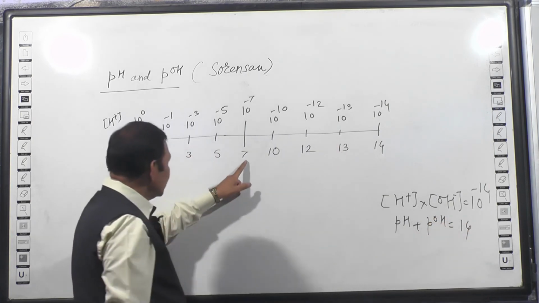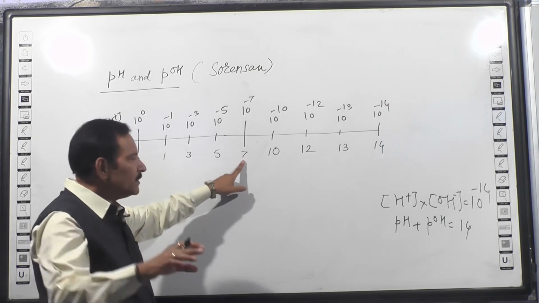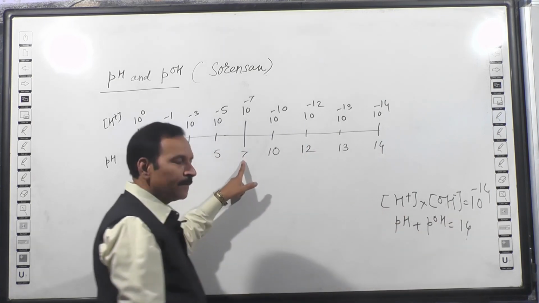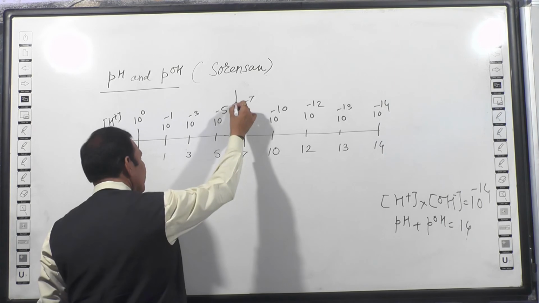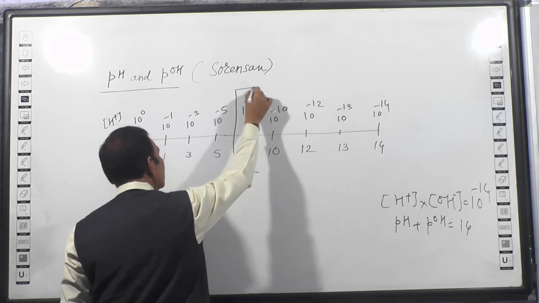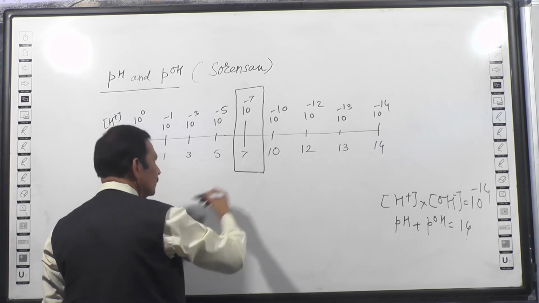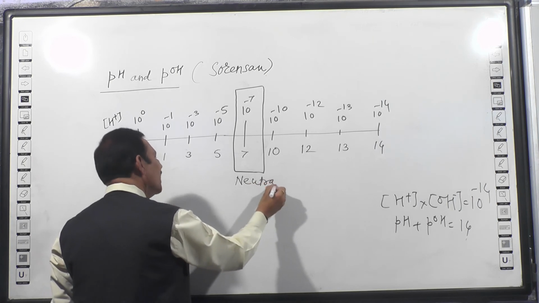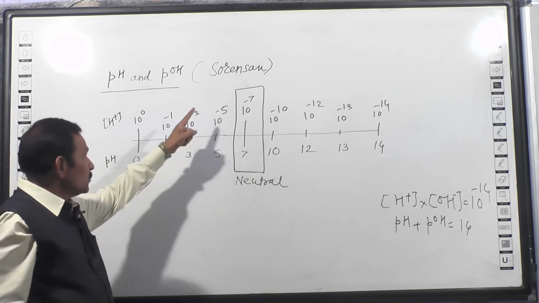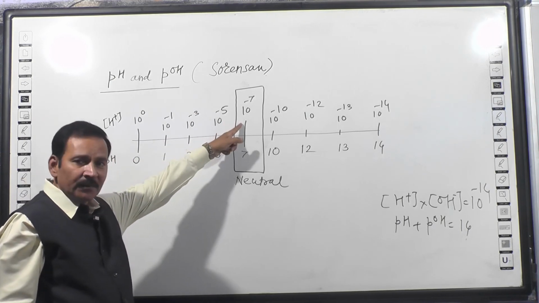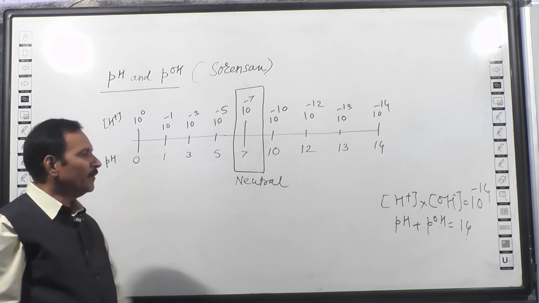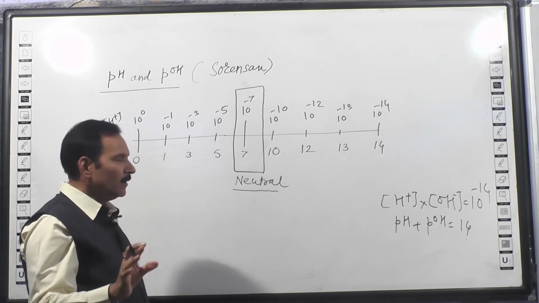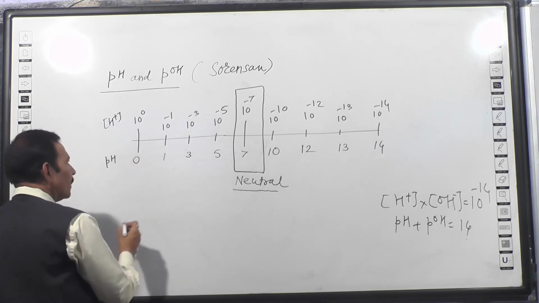So if the pH is 7, that means pOH is also 7, since 7 plus pOH is equal to 14, so pOH is equal to 14 minus 7 equal to 7. So this point in the scale is important. This status of any solution indicates the neutral character of that solution. So whenever in any solution the H plus ion concentration is 10 to the power minus 7, the pH comes to be equal to 7 and the solution will show a neutral character, neither acidic nor basic.